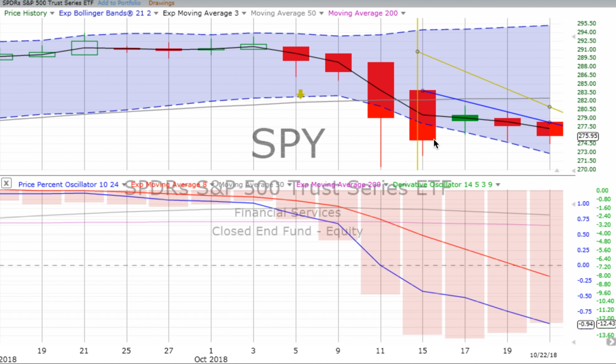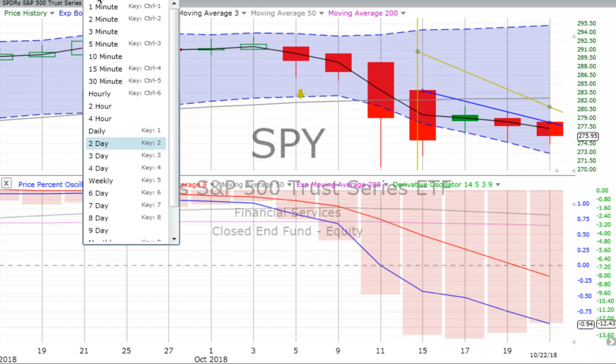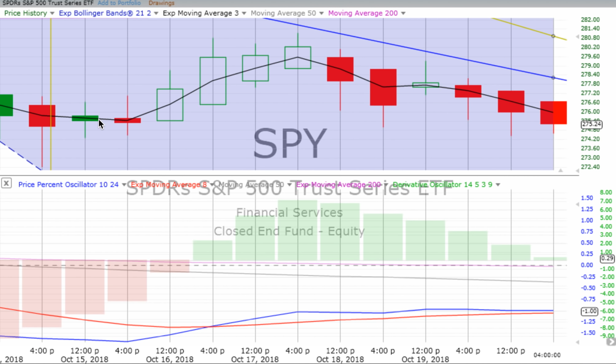We go to the 2-day. What do we see there? We see derivative oscillator losing some downward momentum. Price percent oscillator still heading down. First day of this latest 2-day candle is, of course, a red down candle. It's just the first day of it, so we'll see how it completes tomorrow.